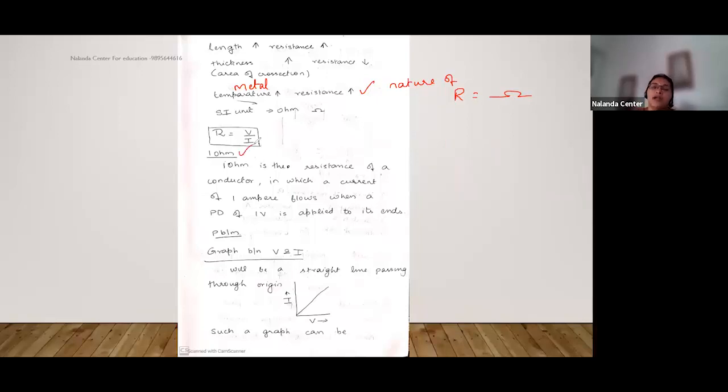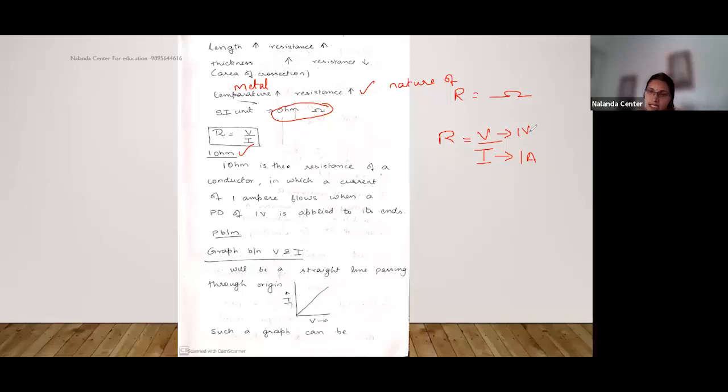So what is 1 ohm? When we talk about some kind of unit, we have to define that unit as well, which is 1 ohm. What is the mathematical formula of resistance? R is equal to V by I. So 1 ohm is the resistance of a conductor if the current passing through the conductor is 1 ampere when a voltage of 1 volt is applied across it.